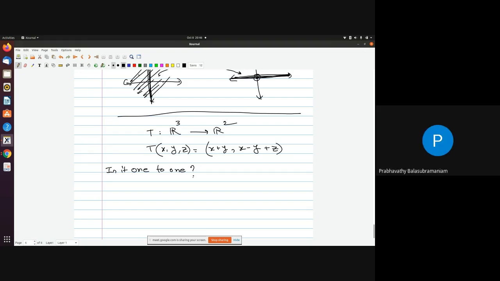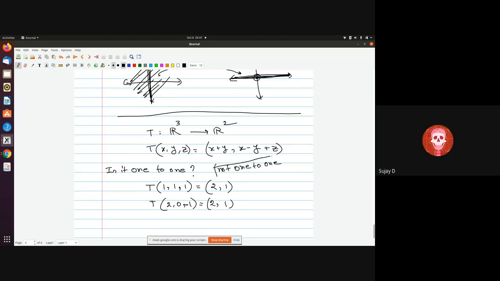Like sir, 1, 1, 1 and 2, 0, 1 can lead to 2, 1. So what you are saying? 1, 1, 1. Yes, sir. So it is going to 2, 1. And what was the other thing? 2, 0, 1. That is also going to 2, 1. 2, 0, 3 is not 2, 1. Okay. 2, 0, minus 1. So it is coming to 2, 1. Right? So this is not 1 to 1.